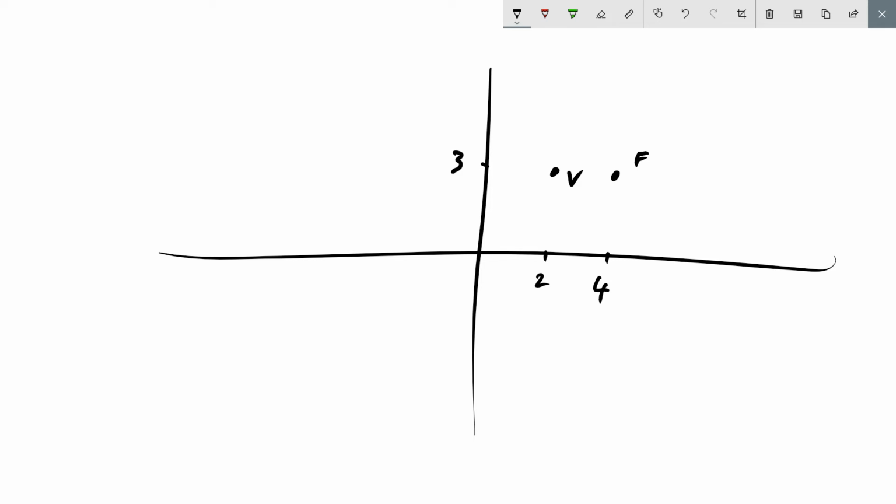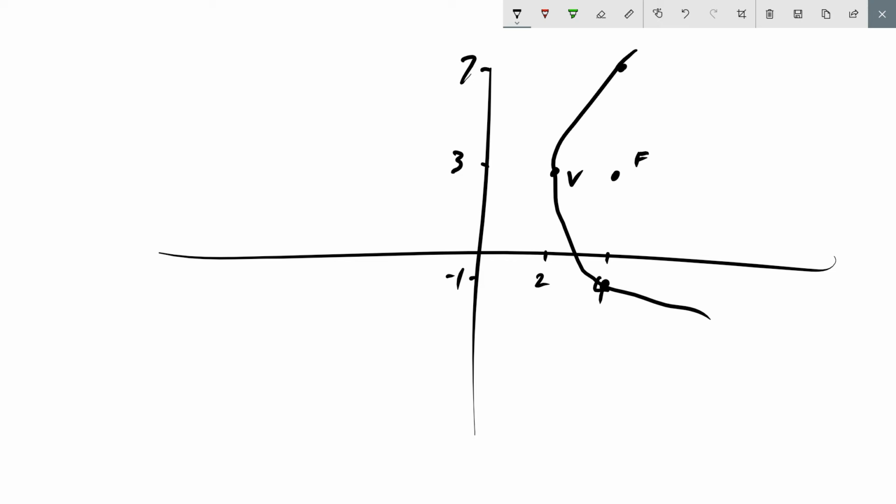We can now move 2a up and down from the focus. a is 2, so 2 times 2, 4. So we need to move 4 up, so we'll get 7 up here somewhere, and keep in mind same x value as the focus, so up here, let's just say, and we'll move 4 down, which will make us at minus 1, same x value as the focus. We now have our points. We can now sketch our parabola. Very wonky, but you can do better on paper.